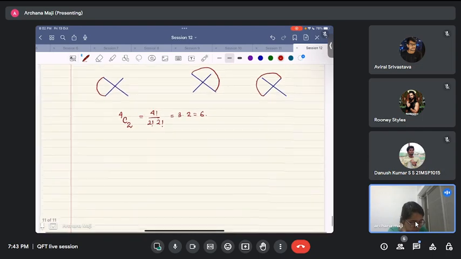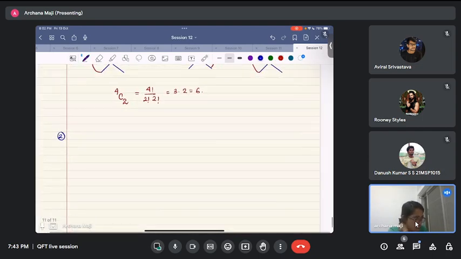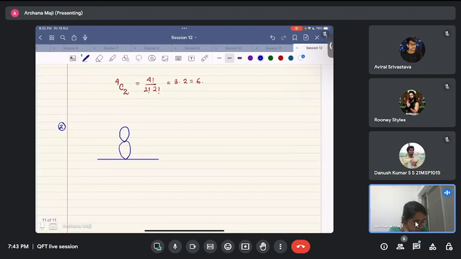And the second question is asking for a diagram like this. So how do we get this diagram? If we have, suppose, 2 such 4-valent vertices.